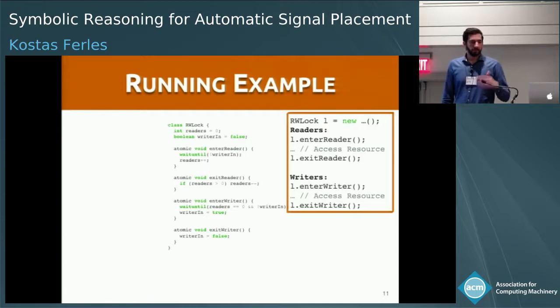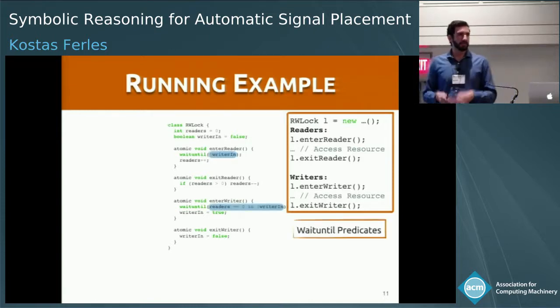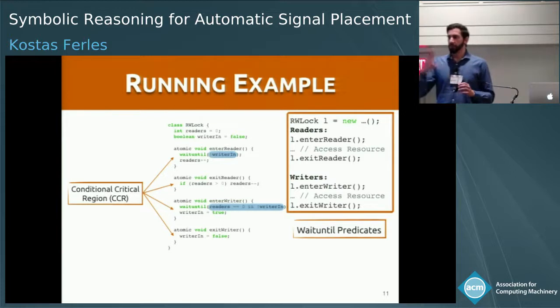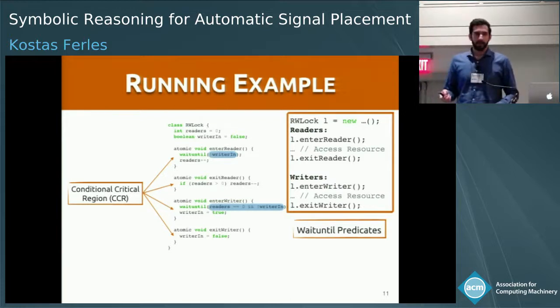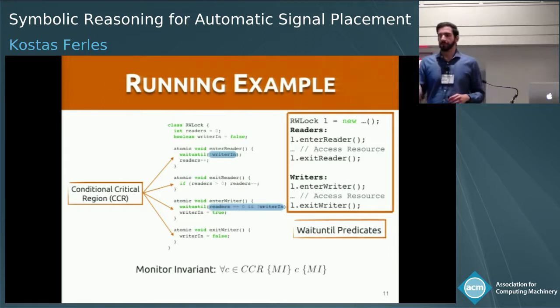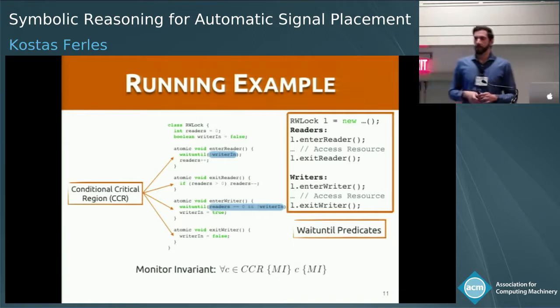For the rest of the talk, I'm going to refer to predicates appearing in wait until statements as wait until predicates. I'm going to refer to code snippets that can be executed atomically without having to block as conditional critical regions, or CCRs. And finally, let me introduce the notion of what we call a monitor invariant, which, not surprisingly, is a logical predicate that we can prove is preserved over every possible CCR of the monitor.